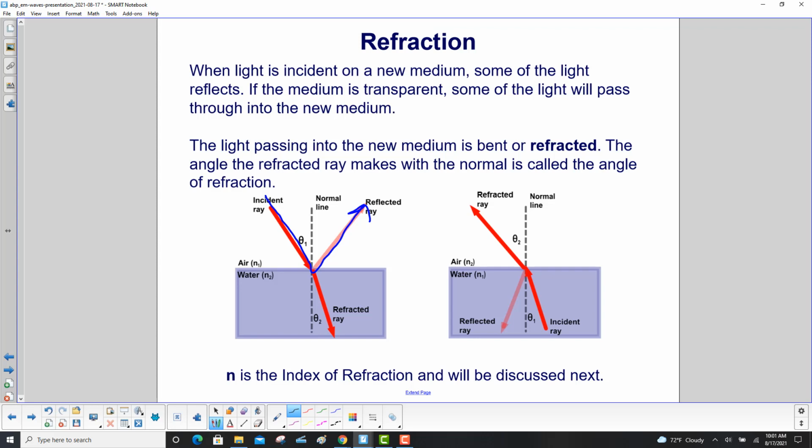The light passing into the new medium is bent or refracted. The angle the refracted ray makes with the normal is called the angle of refraction. So there's our angle of refraction, and once again it's measured to the normal. And what do we have over here? If you come from the water and go up to the air, go like this, some of it's reflected. Again, this angle here equals this angle, and the other is refracted. It's bent away from the normal.